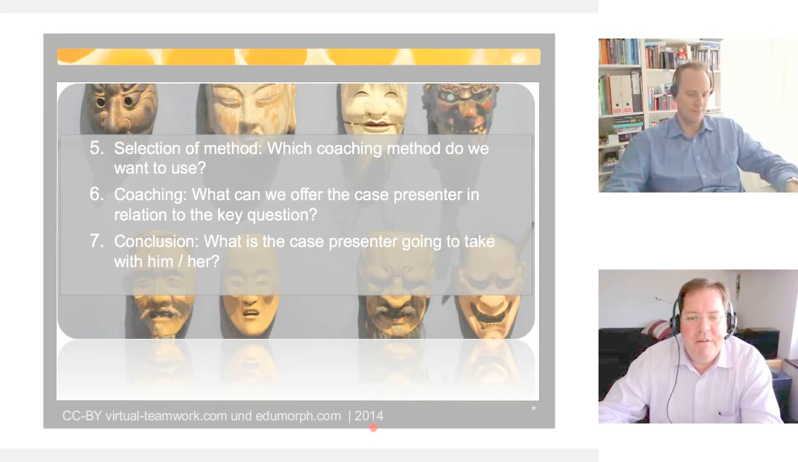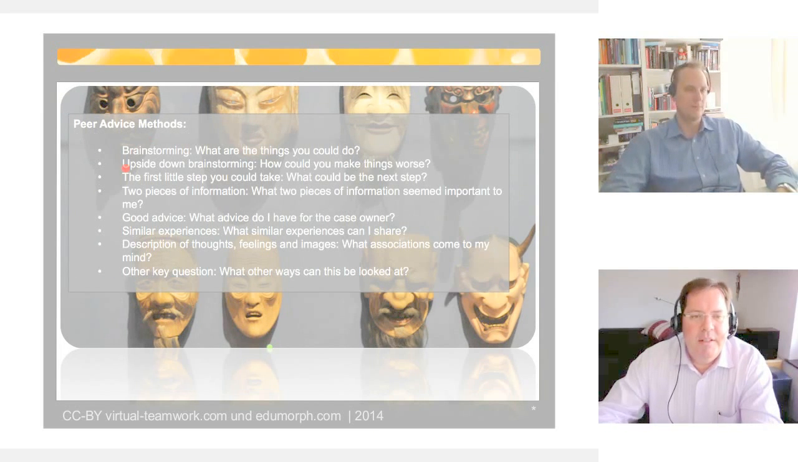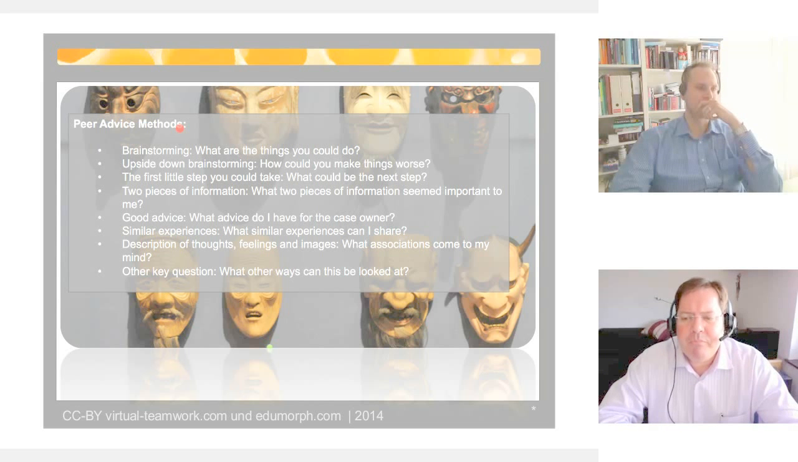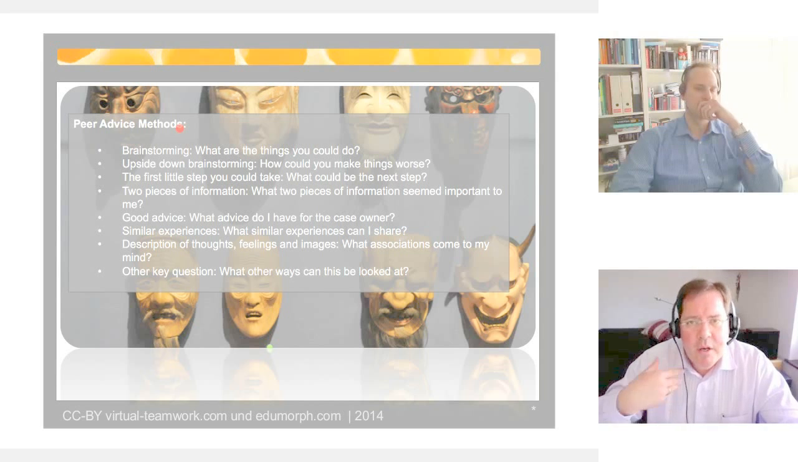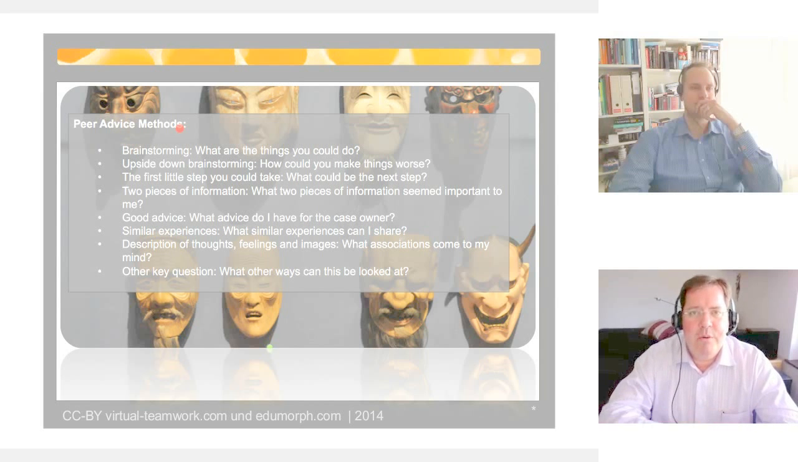Let's take a look at the different methods that we apply in the peer advice. So here we have a collection of some of the methods, not all of the methods, but some of them. You're probably familiar with brainstorming, just conventional brainstorming. A lot of people generate ideas. The ideas are not evaluated, not critiqued, just put out there. So with my key question, what are the things that I could do? Just getting the resources of the peer group to comment on that in a brainstorming session.